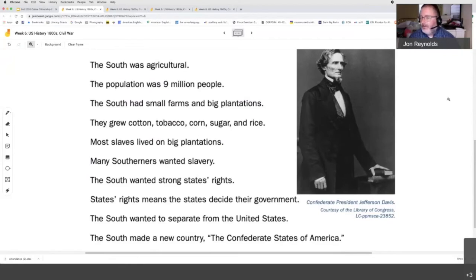Of course, at the time, President Lincoln did not want slavery. Well, that was going to be a problem. So in 1861, the South decided to separate. They decided to vote and have their own new country, and they called it the Confederate States of America. They chose Jefferson Davis to be their president. So believe it or not, the president of the North and the president of the South were both from Kentucky. So the South was very agricultural, and not a big population. All right, let's go on to the North now.